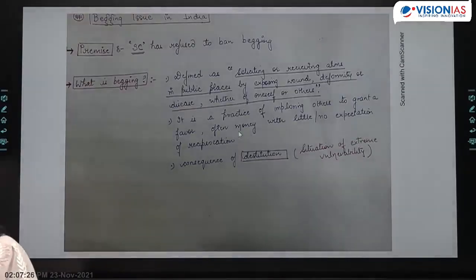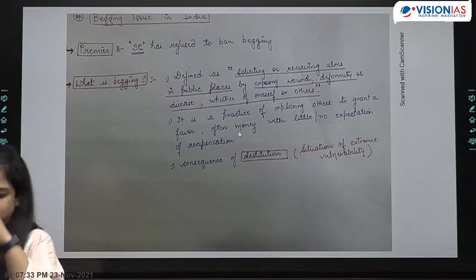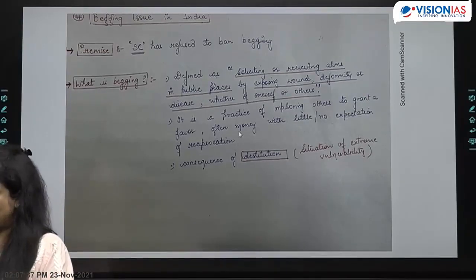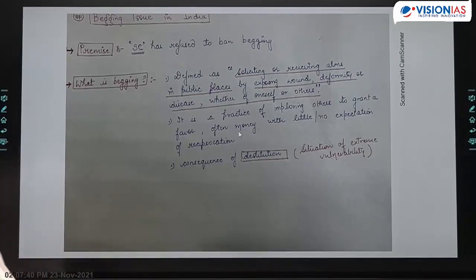Another issue that we have is begging in India. आप पढ़ो. Now with respect to begging, Supreme Court has refused to ban begging. अब एक idea होना चाहिए. Begging is the result of destitution, that is the situation of extreme vulnerability. और begging की क्या definition है, बस पढ़ लेना, इसको याद क्या ही करोगे, मेंस में लिखने मत बैठ जाना.